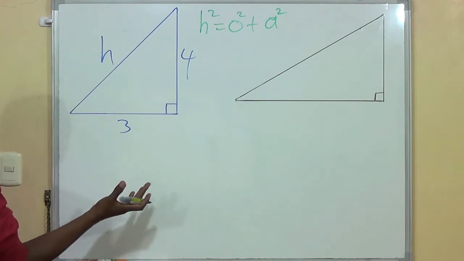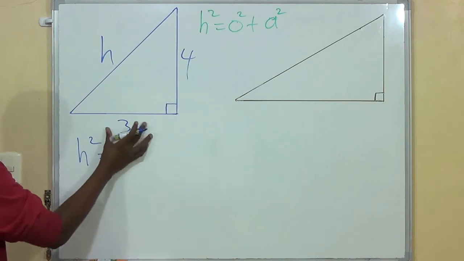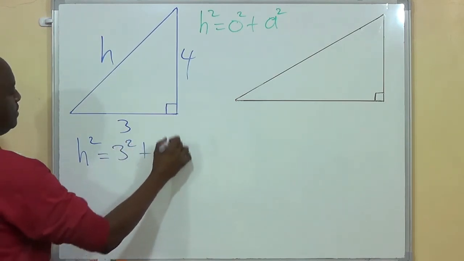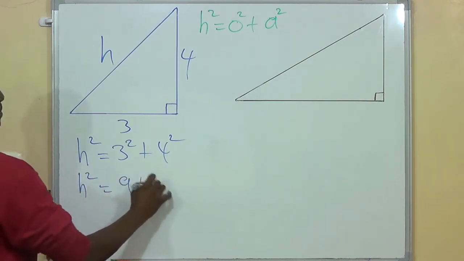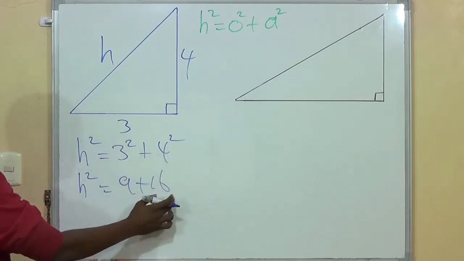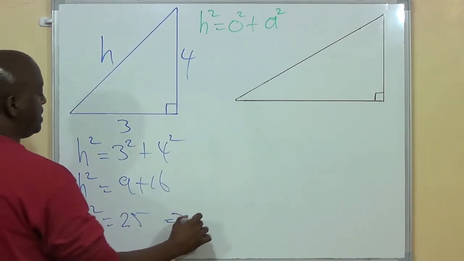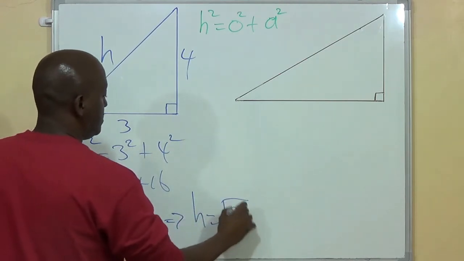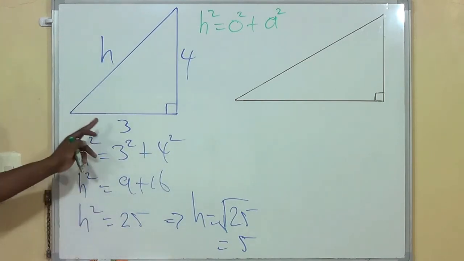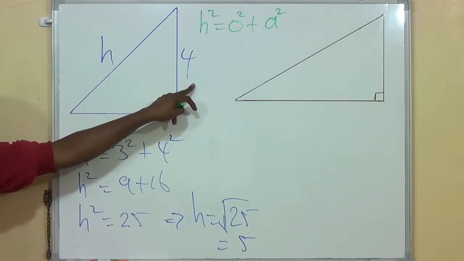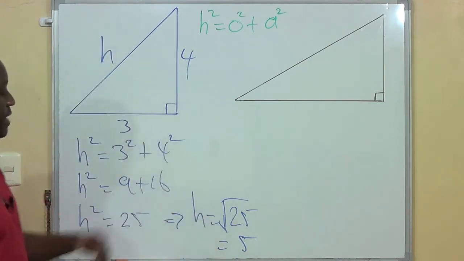So we know the formula. The formula says that the hypotenuse squared is equal to, in this case, 3 squared plus 4 squared. So that h squared will be equal to 9 plus 16. 3 squared is 9, 4 squared is 16. So h squared is equal to 25, which means then that h is equal to the square root of 25, which is equal to 5. So if we have a right angle triangle where one side is 3 and the other side is 4, we use Pythagoras theorem and we get that the hypotenuse is equal to 5.